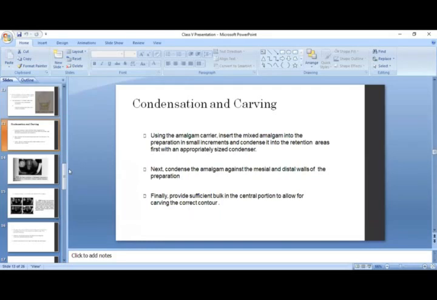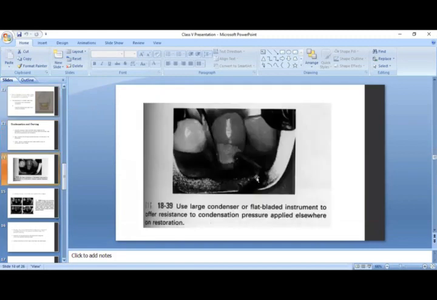Okay. Finally, provide sufficient bulk in the central portion to allow for the carving and the correct contour. What is basically the carving and the correct contour? Okay. Now coming back to that diagram again, this is basically a condenser, right? With the condenser, we are just condensing material and then we are supposed to carve. Carve means we are supposed to remove the excess of the restorative material, or excess amalgam, from the structure. If the restoration is rough, that causes plaque adherence. That basically causes the failure of the restoration.